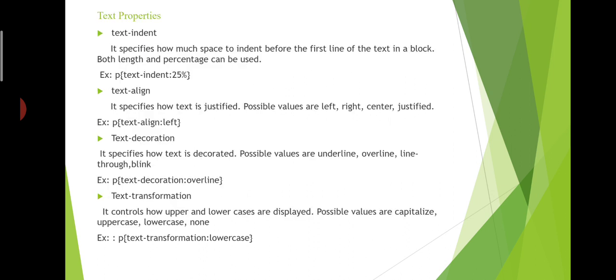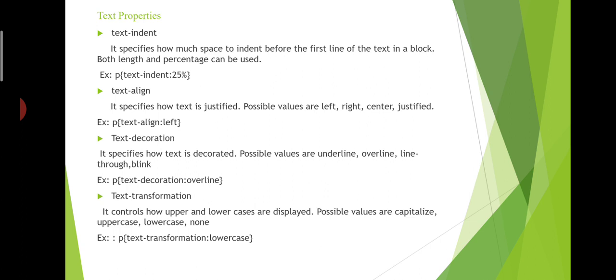Next, coming to the text properties. First property is text-indent. This indent property specifies how much space to indent before the first line of the text in a block. Both length and percentage can be used as the unit of measurement for text-indent. Here in the example I have given the value as a percentage, 25%.